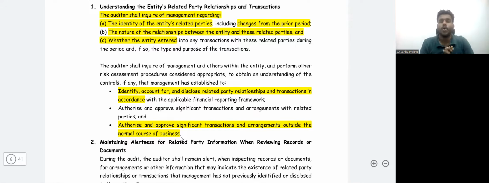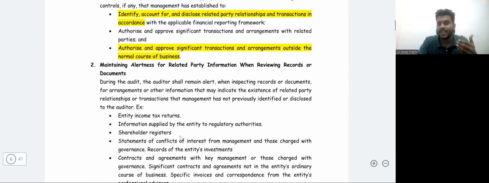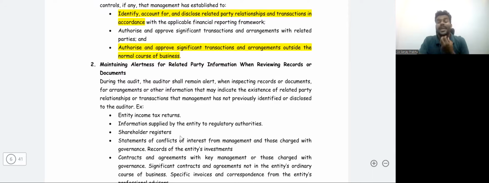Agree to this? Okay. Second step in risk assessment procedure is auditor should remain alert. When should an auditor remain alert? Throughout the audit, he should remain alert, right? Yes. But right now, whenever we are auditing related party transaction, auditor should remain alert. Whenever auditor is inspecting certain documents which could provide information regarding the related party, auditor should remain alert.